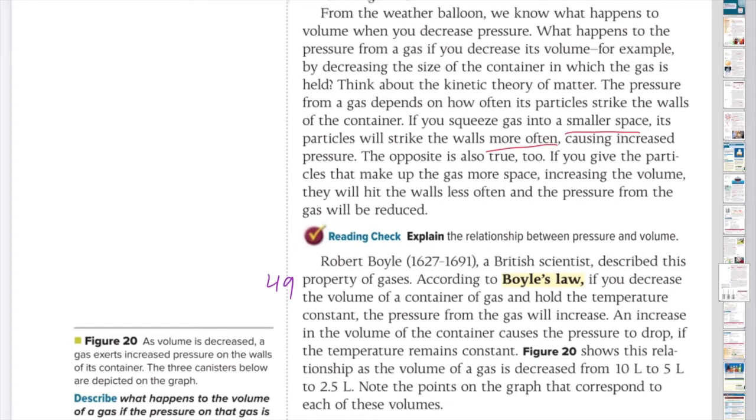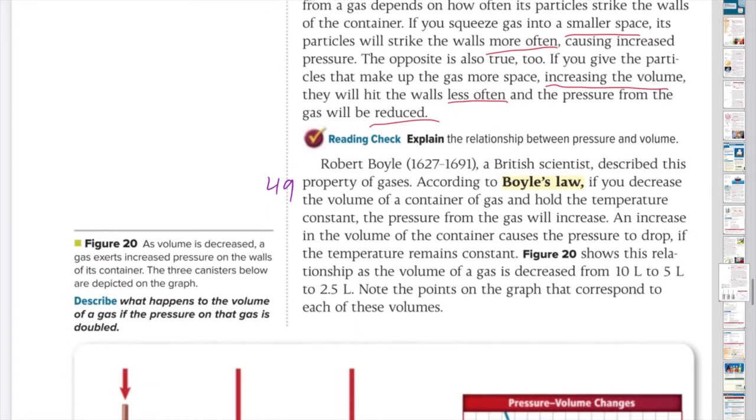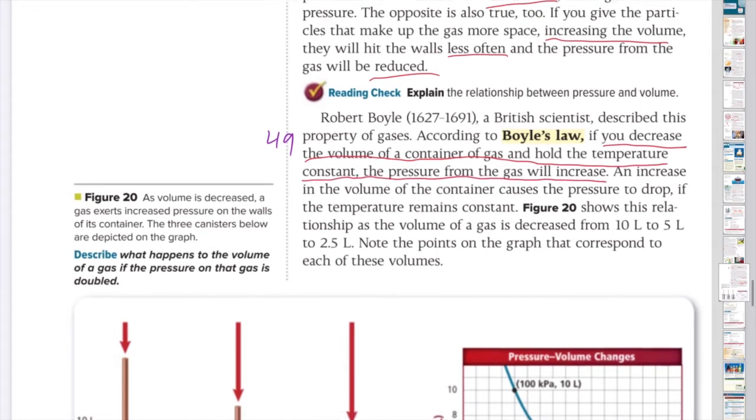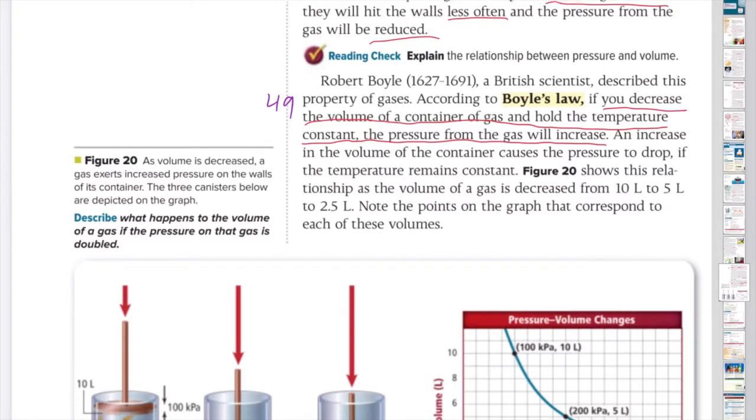The opposite is also true. So if you give the particles that make up the gas more space, increasing the volume, they will hit the walls less often and the pressure from the gas will be reduced. So Robert Boyle, 1627 to 1691, a British scientist, described this property of gases. According to Boyle's law, if you decrease the volume of a container of a gas and hold the temperature constant, the pressure from the gas will increase. An increase in the volume of the container causes the pressure to drop if the temperature remains constant.